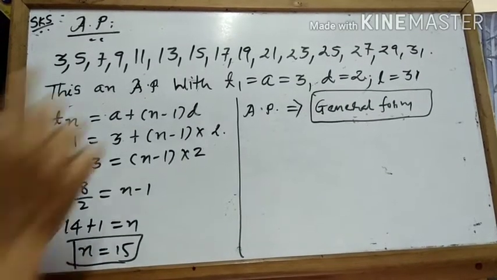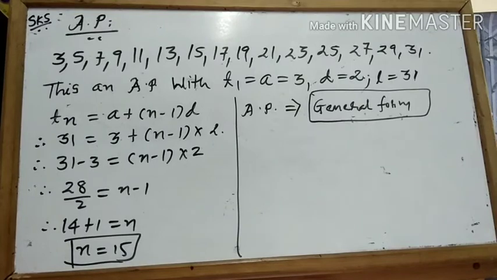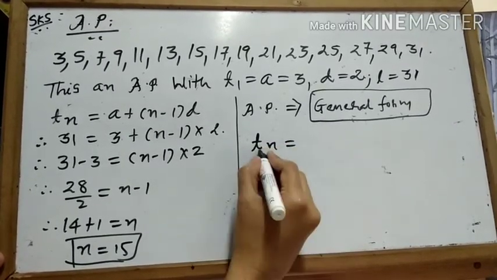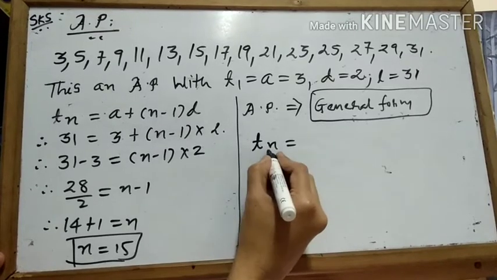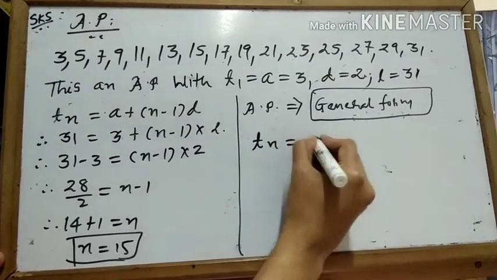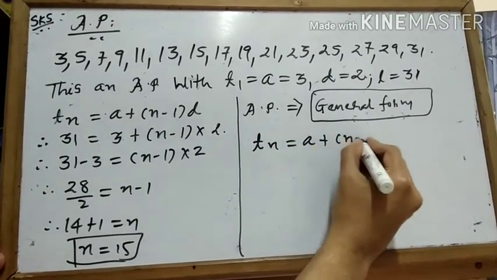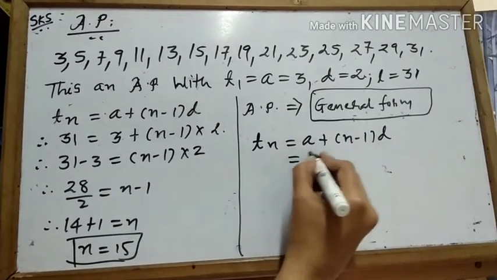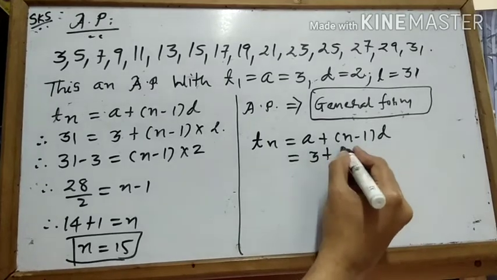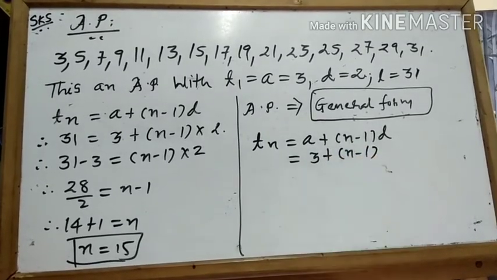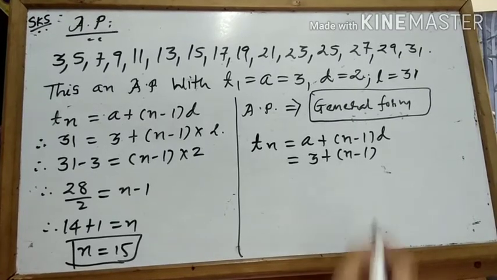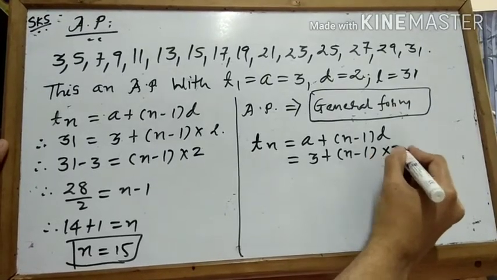What is the general form of this particular AP? The general form is Tn. Here Tn does not mean the last term; I'm talking about the general term. It is a plus n minus 1 into d. Here a will be replaced by 3. n will remain n because it is a general term, so we do not know it; general term means the n value is unknown. d will be replaced by 2.